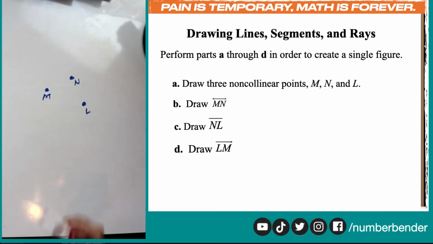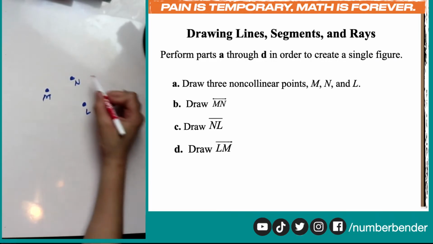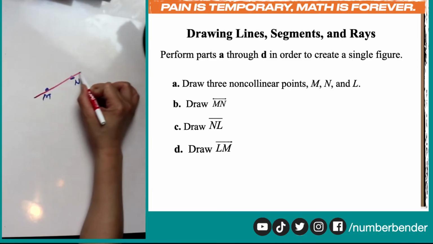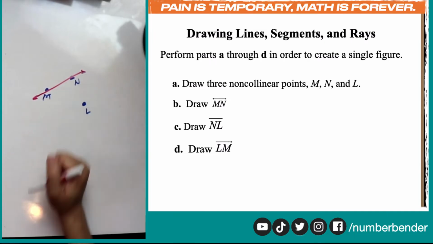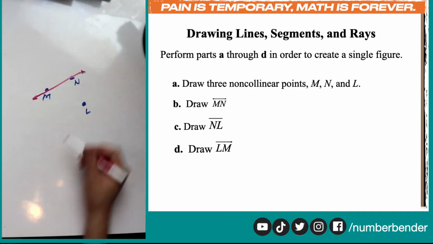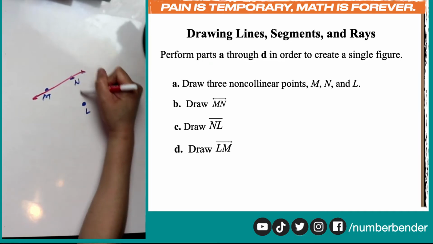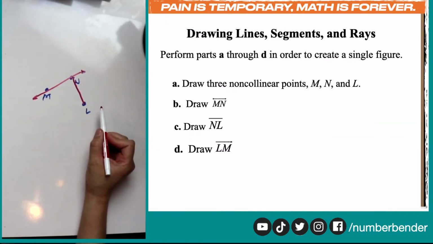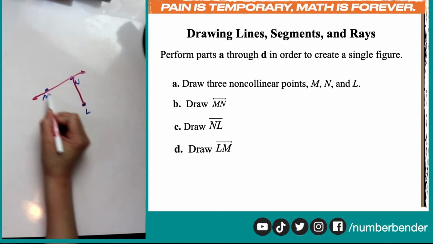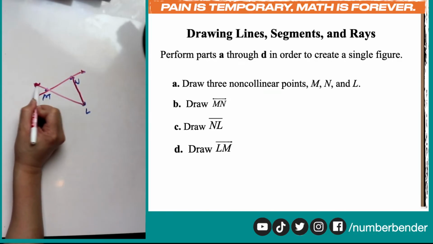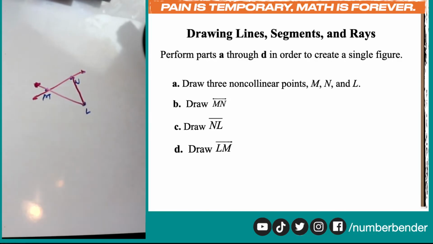The next instruction is to draw line MN, and line MN holds point M and point N, and it's a line, so we have arrows in between them. The third instruction is line segment NL. This is point N and this is point L, and those are the endpoints, and this is our NL. And ray LM, and we know that in rays we have the endpoint, which is L, and the point M. So this is how we draw this figure according to the instructions.